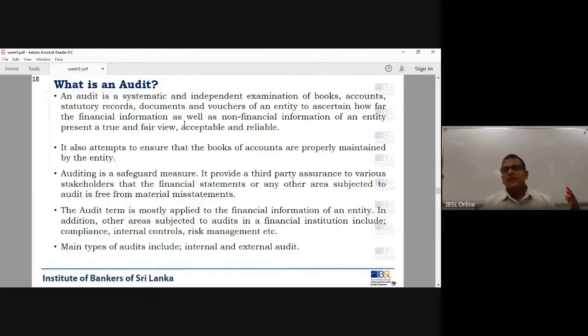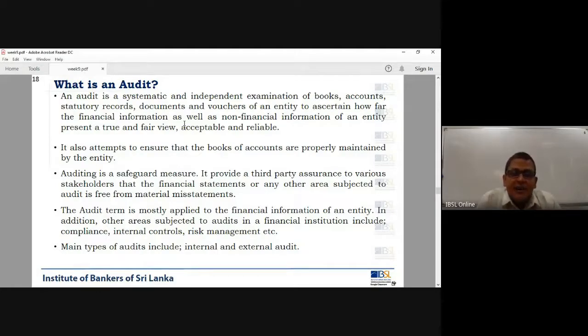When we are starting a new area, maybe risk management, the compliance function, or financial reporting, and now audit, what is the first question we have to learn? What is risk management? What is the compliance function? What is financial reporting? Now we are going to discuss the first thing: what is an audit? What is the definition of an audit?